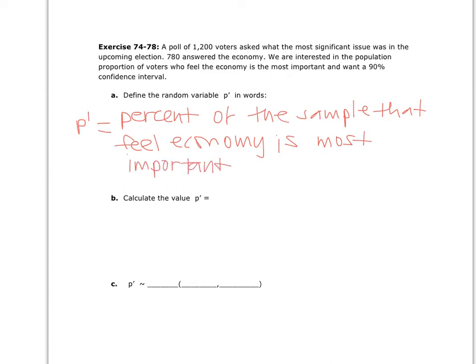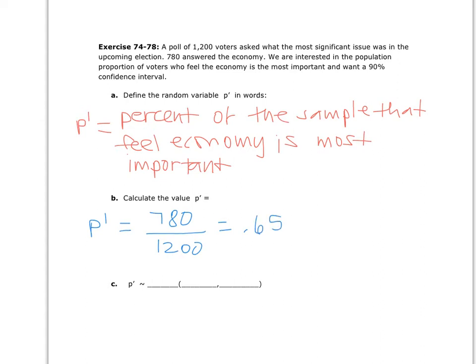So now we can calculate the value of p prime because in this example it's not actually given to us. So we want to put the frequency that relates to the characteristic we're interested in on the top. We're interested in those that think the economy is the most important. So that's 780 over the sample size of 1,200. Okay, so that gives us p prime, or the sample proportion. So we get 0.65, or 65%.